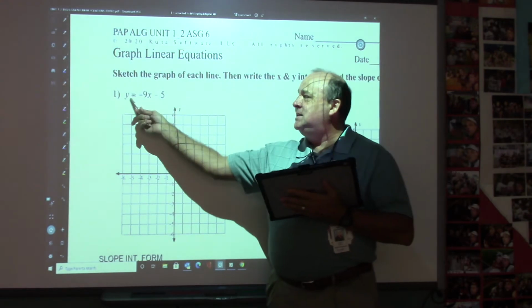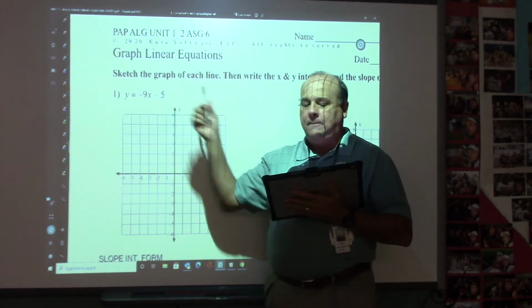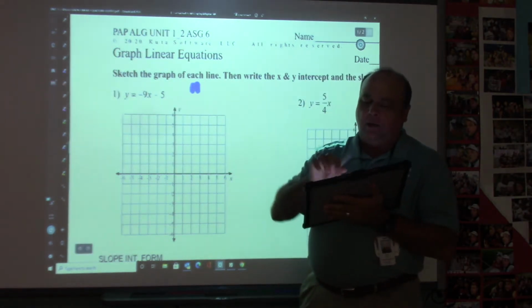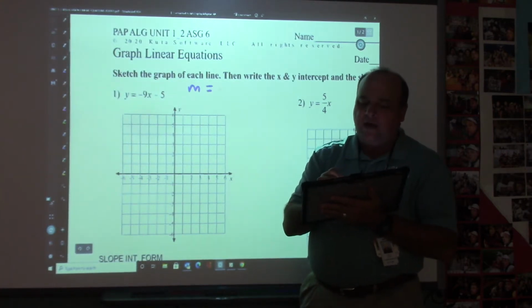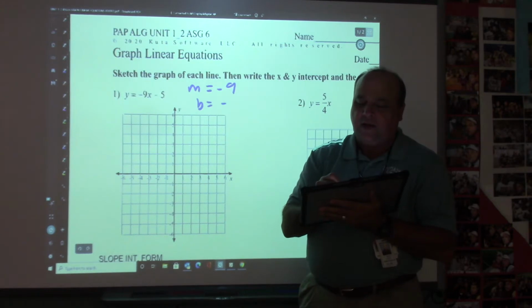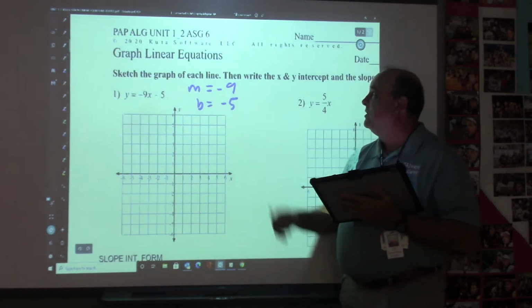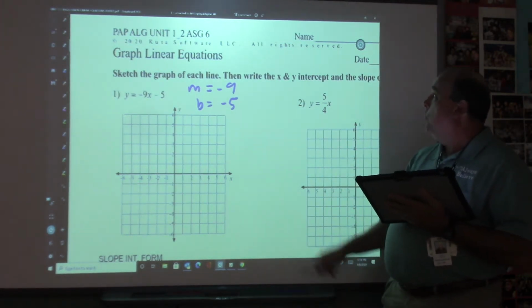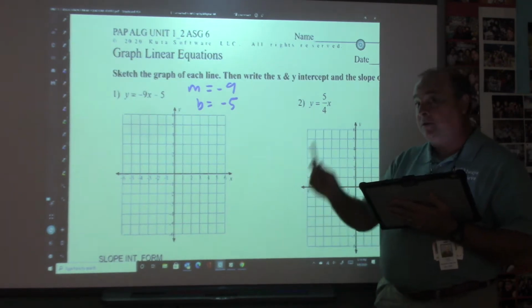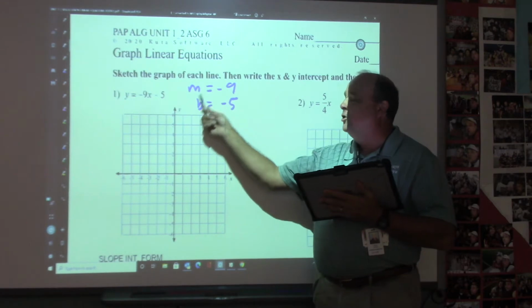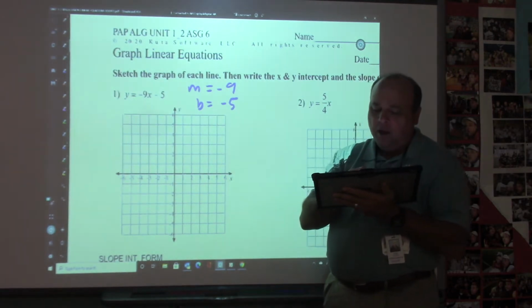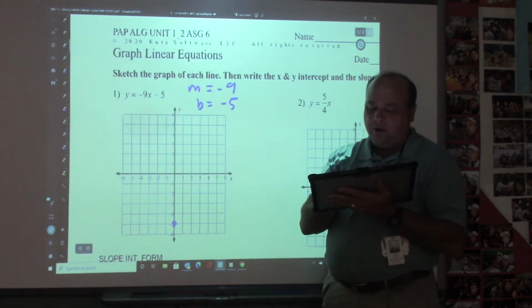Okay, we have this in y equals mx plus b, don't we? So write down, let's use this pen, m equals -9 and b equals -5. So we need to graph this line, don't we? We also need to get the x and y intercepts, and I'll show you how to do that in a minute. Okay, so our y-intercept is -5. So I'm going to go down here and draw a dot.